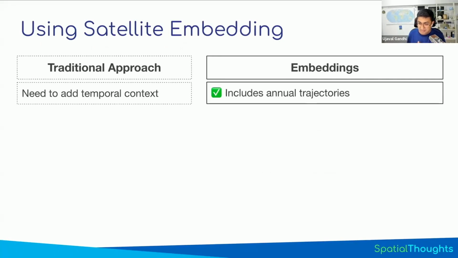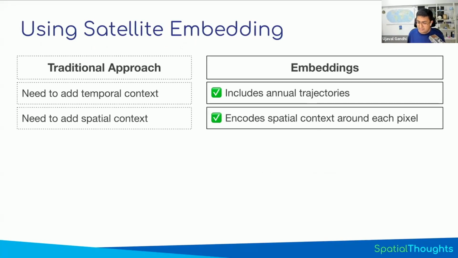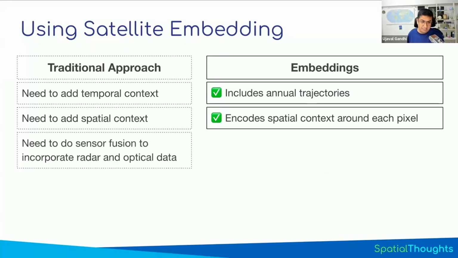Embeddings already include temporal context for the entire year. So you don't need to do any time series modeling, no harmonic modeling. It also has the spatial context, so you can detect things like plantations, etc. easily. You don't have to model for spatial context.